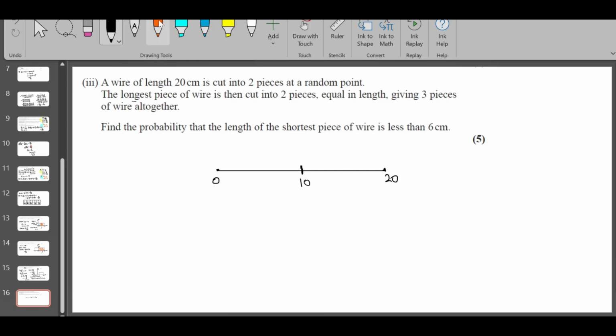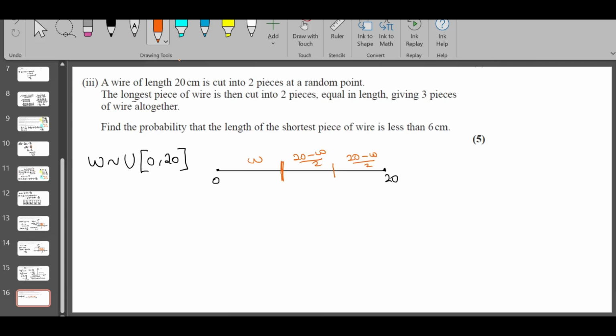So you are going to cut anywhere. Let's say you are going to cut left hand side of 10. This is W. So first you need to write W follows uniform distribution of 0, 20. Now in this case, this is W, this is 20 minus W, right? So you take the longer piece and cut into two equal halves again. So you're going to get (20 minus W) over 2, (20 minus W) over 2. Okay, you got three pieces. We don't know which one is the shortest piece actually.